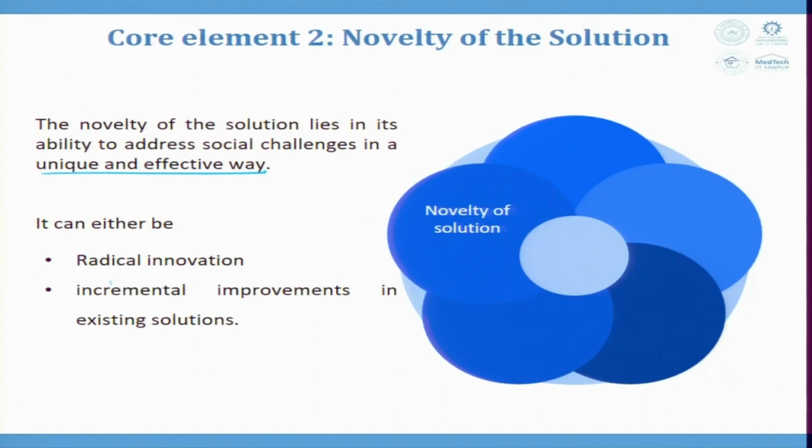From the need statement, they developed a unique and an effective way, right. So, it can either be radical innovation or incremental improvement in the existing solution. Radical means it is new of its kind, delta x improvement is also possible. The solution has to be novel.